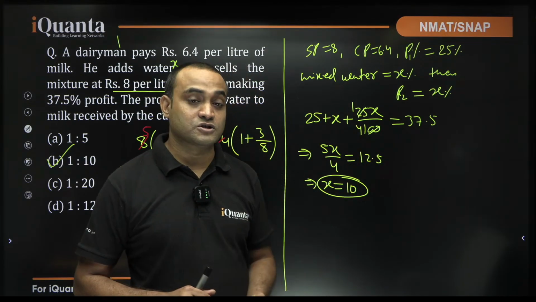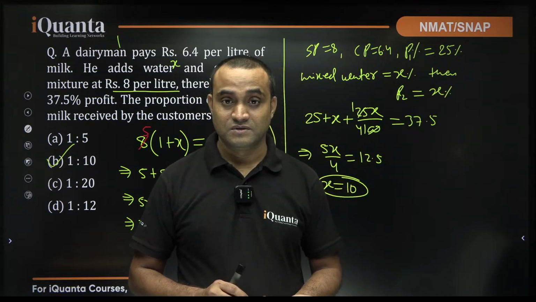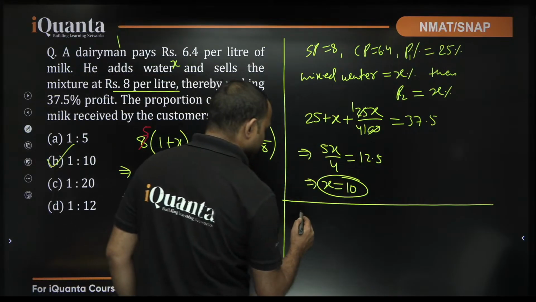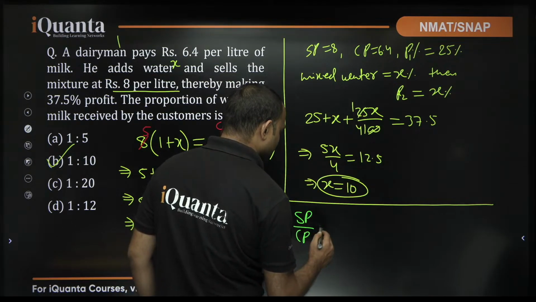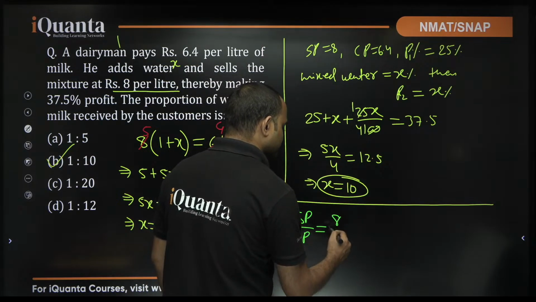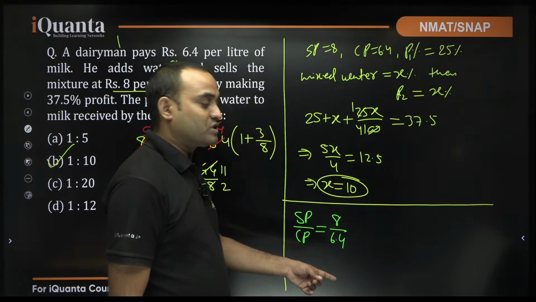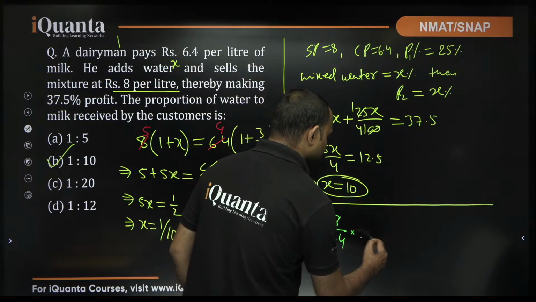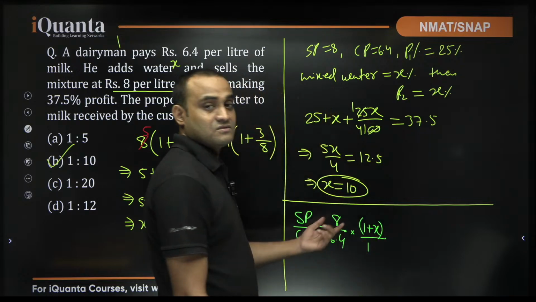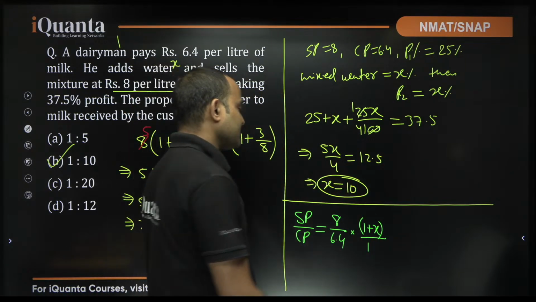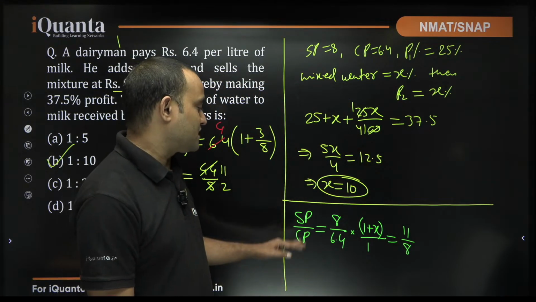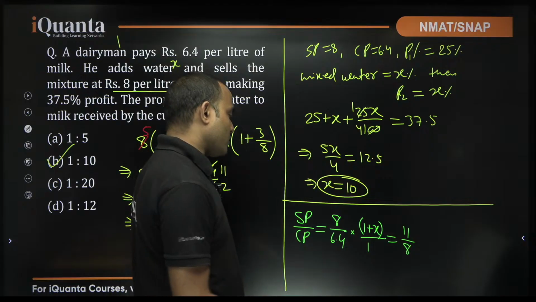Apart from that, you can also use the multiplication factor concept. Okay, in case of the multiplication factor concept, see, overall SP upon CP is equal to, instead of what is the investment, 6.4, what's the return, 8. Now in case of milk, 1 is the milk and what return he is getting, so 1 plus x is milk plus water, and this should be equal to 11/8, right. This is the total ratio of selling price upon cost price, the ultimate ratio. From there you can also solve it.